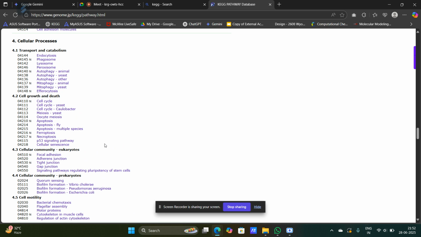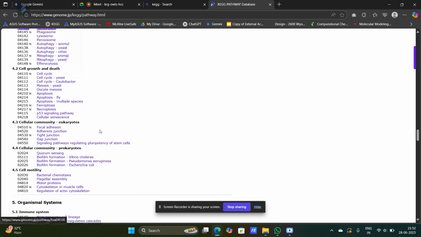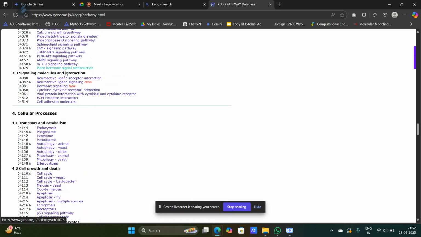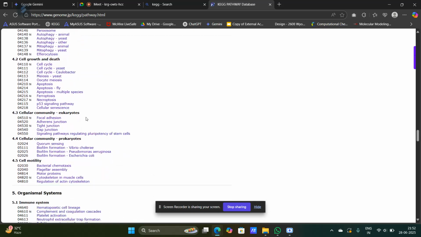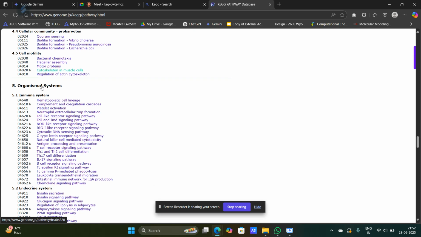Okay, correct. Now, under cellular processes, you have pathways related to transport, catabolism, cell growth, and death. Again, I think if you have completed cell biology, you might have learned cell division in detail. And also, I think you will learn a little bit about signal transduction as well. And there are cell motility related pathways. These are very important concepts, bacterial chemotaxis.